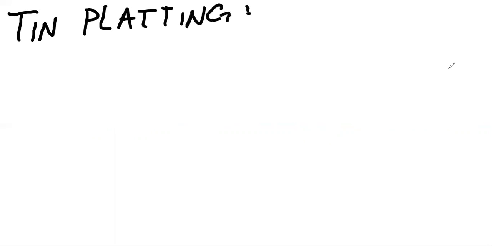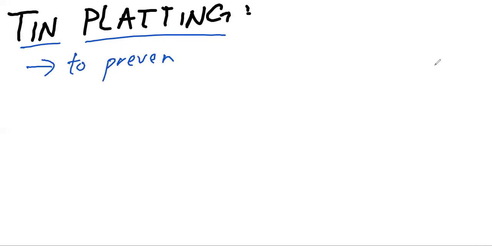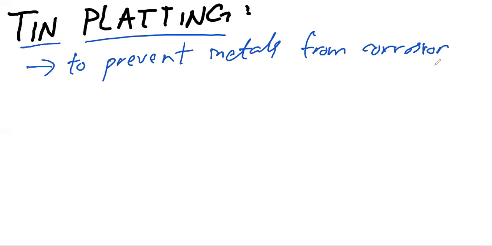Next topic, tin plating. Why do we use tin plating? To prevent metals from corrosion. Tin is coated on the base metal by using the electrolytic method or manually. Two methods.